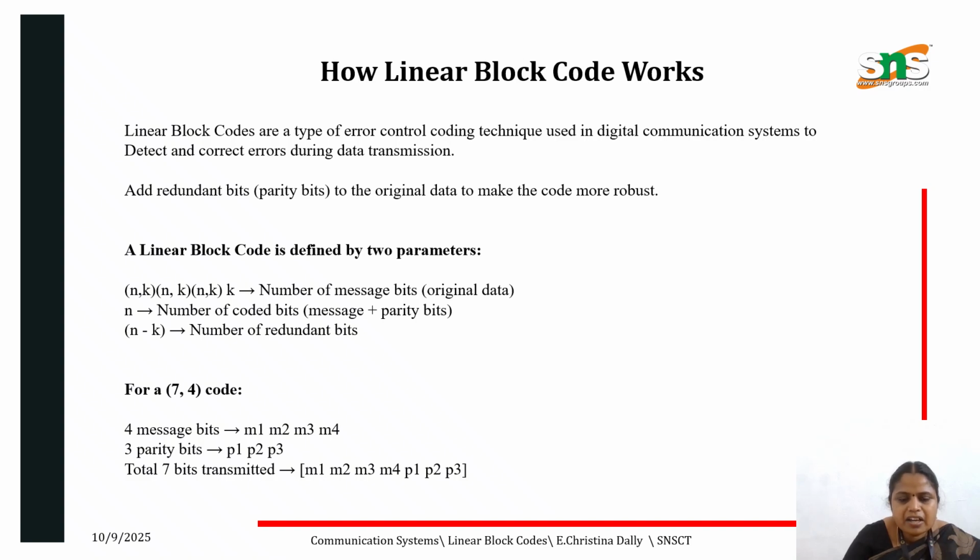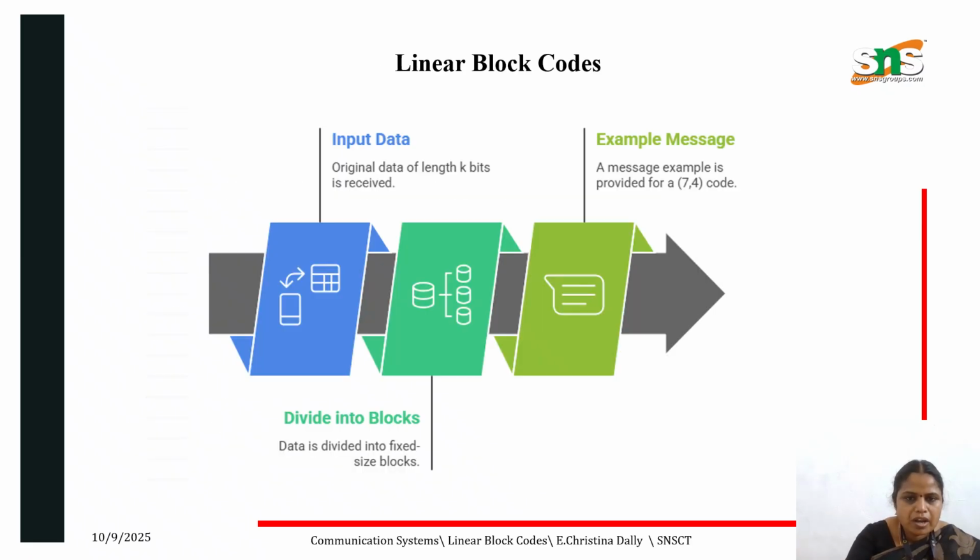Here we have two parameters that define the linear block code. One is the message bits, that is the original data. The next one is the coded bits, that is message plus parity bits. Here I have taken an example of (7, 4). What is the input data available? The original data of length k bits is received. I have divided it into a fixed block size, and finally it is transmitted.